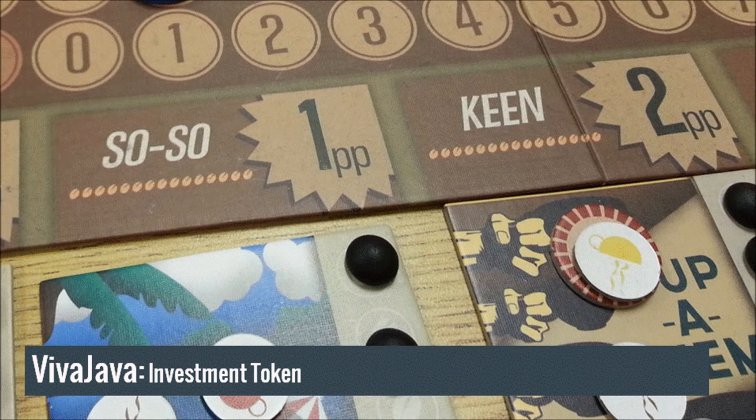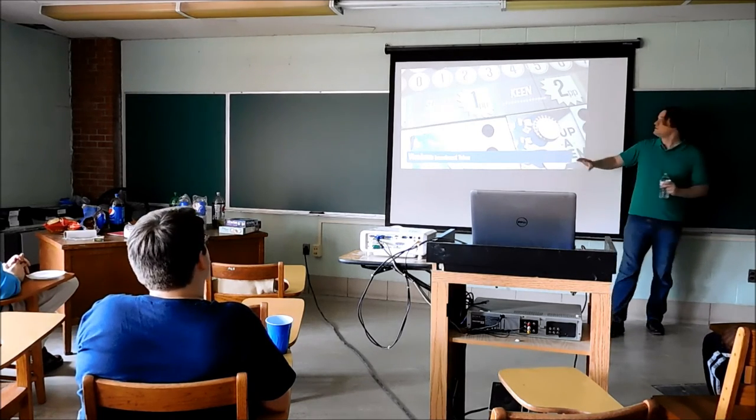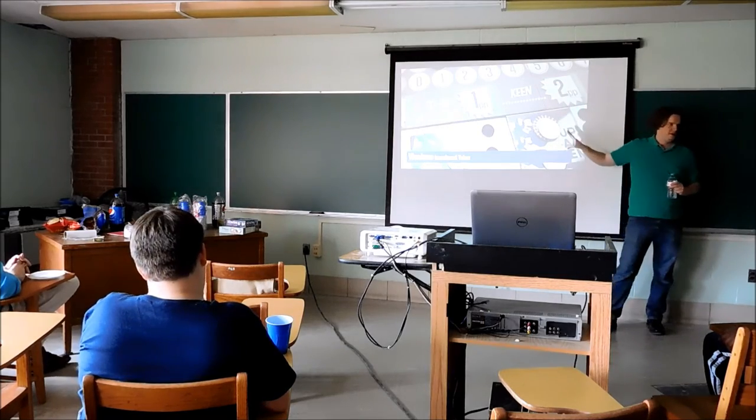And then finally, Viva Java, there's a little investment token, so you can see it right here. This yellow player has decided to invest in this group. What happened was, before they decided to make a coffee block, anyone who had an investment token can place an investment token on another player or on another team. And then they get the benefit of whatever that blend is. So in this case, scoring 2 points a turn, right?